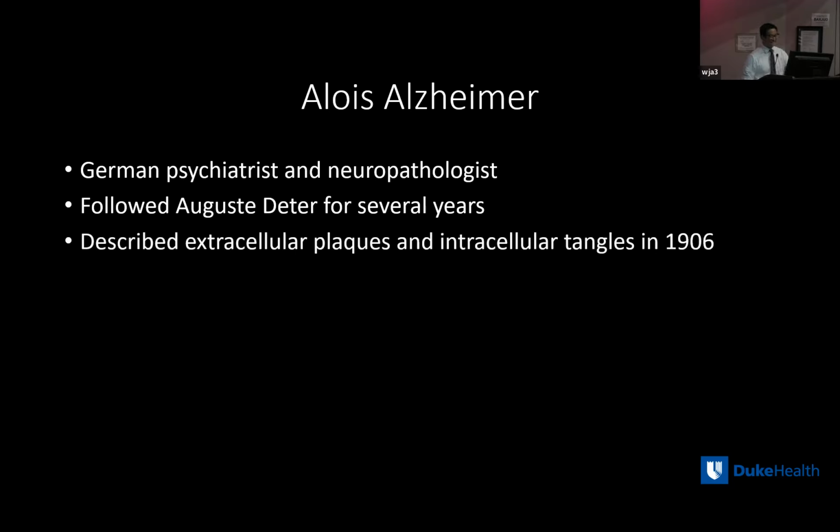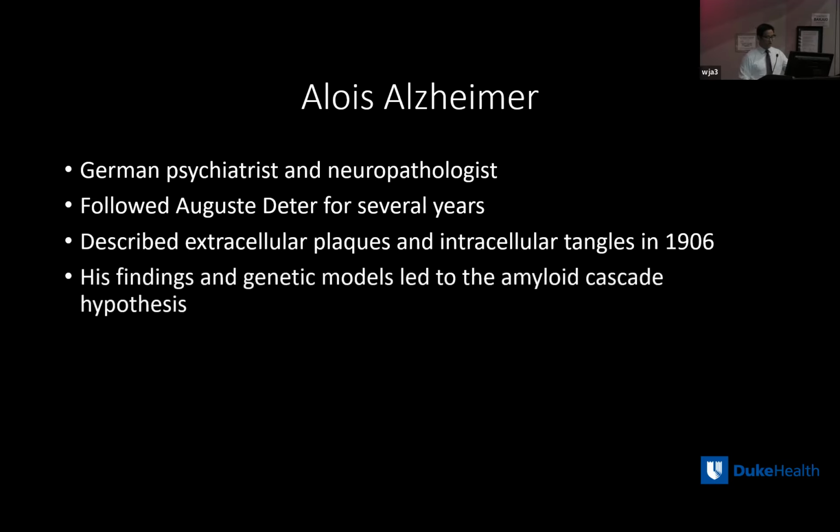Probably not an IRB at that time, that's correct. But in 1906, that's when he described the extracellular plaques and the intracellular tangles that define this disease that now bears his name. And so these neuropathological findings, along with a lot of genetic models, have led to the amyloid cascade hypothesis. A lot of our therapies and new drugs are really based on this amyloid cascade hypothesis, with some controversy, but I'll tell you why there's a lot of evidence for this amyloid hypothesis.